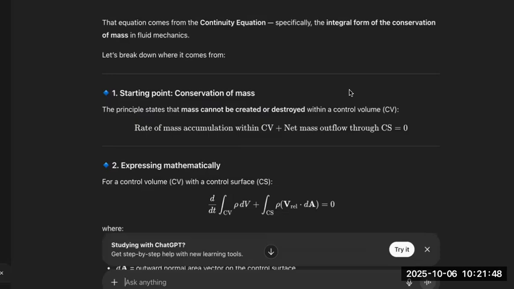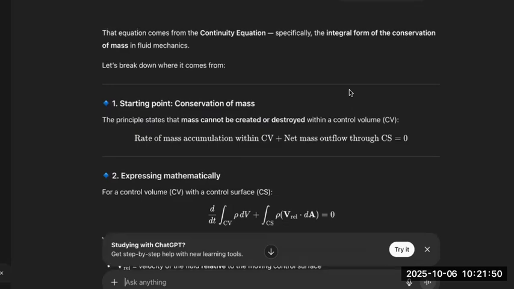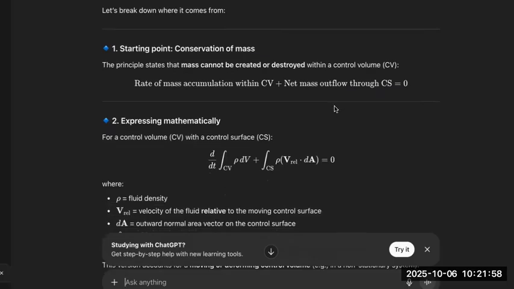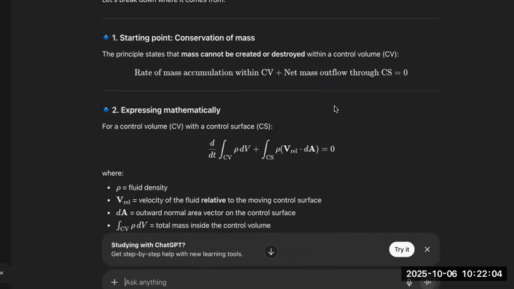So this equation comes from the continuity equation, specifically the integral form of the conservation of mass in fluid mechanics. So let's break down where it comes from. The starting point is the conservation of mass, and this principle states that mass cannot be created or destroyed within a control volume, CV. So the rate of mass accumulation within the control volume plus the net mass outflow through the control surface is equal to zero.